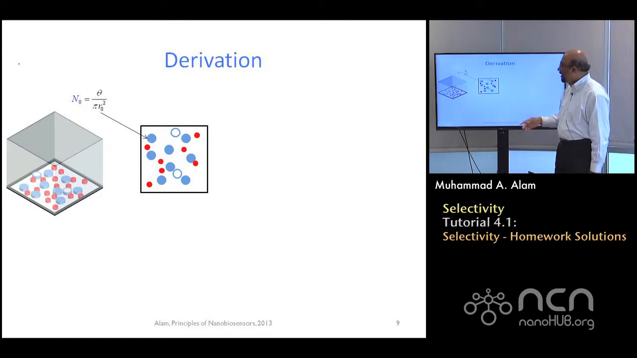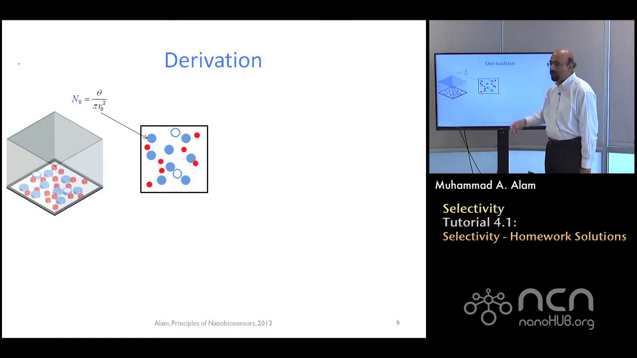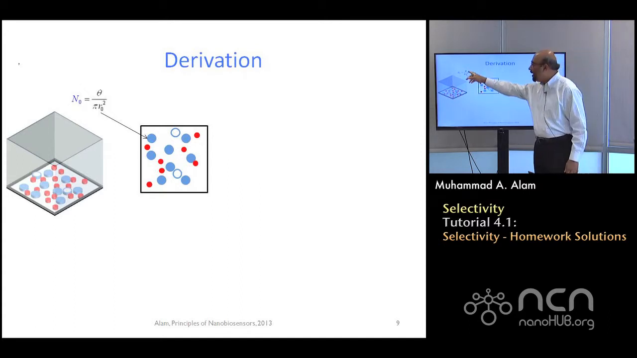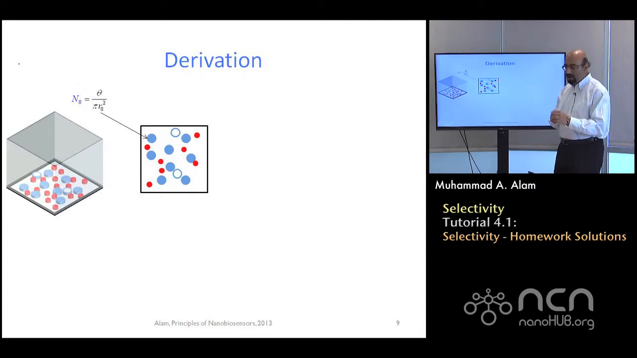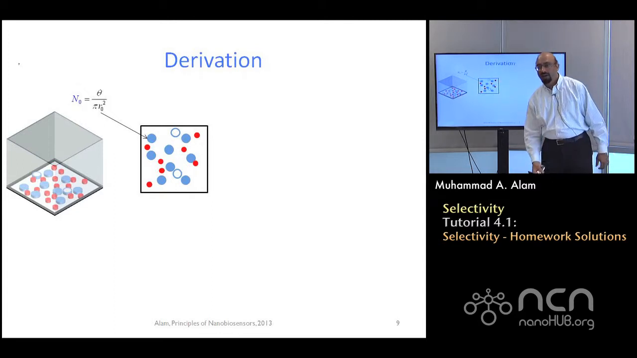So let's first say how many solid blue or the target molecule have we captured. So that will be given by theta divided by pi r squared. Theta is the fraction per centimeter square, the fraction of the area covered by the target molecule, and divided by pi r naught square. R naught is the radius of this target.